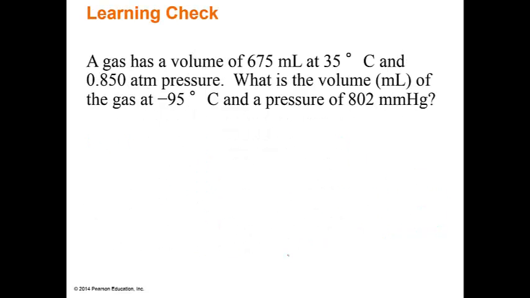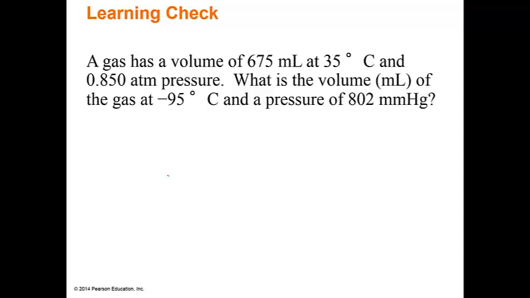Pretty straightforward. Okay, so a gas has a volume of 675 milliliters at 35 degrees Celsius and 0.85 atmosphere. What is the volume of the gas at negative 95 degrees Celsius and a pressure of 802 millimeters of mercury? All right. A little more complicated because we're going to have to take atmospheres to millimeters of mercury or millimeters of mercury back to atmospheres.